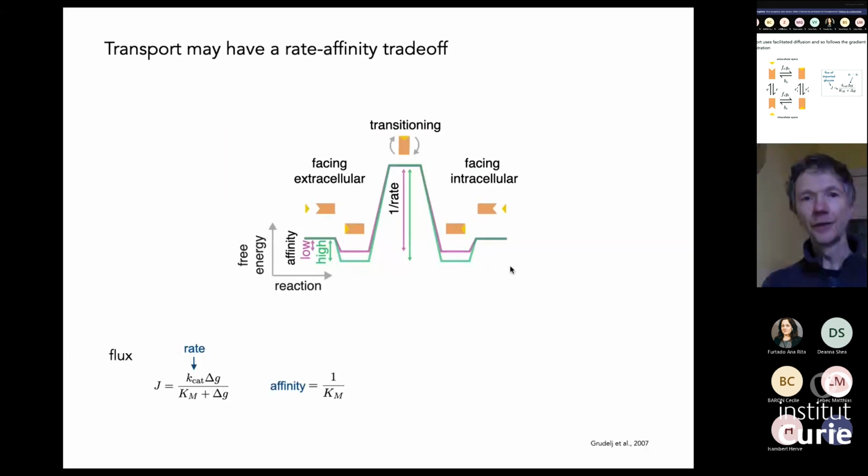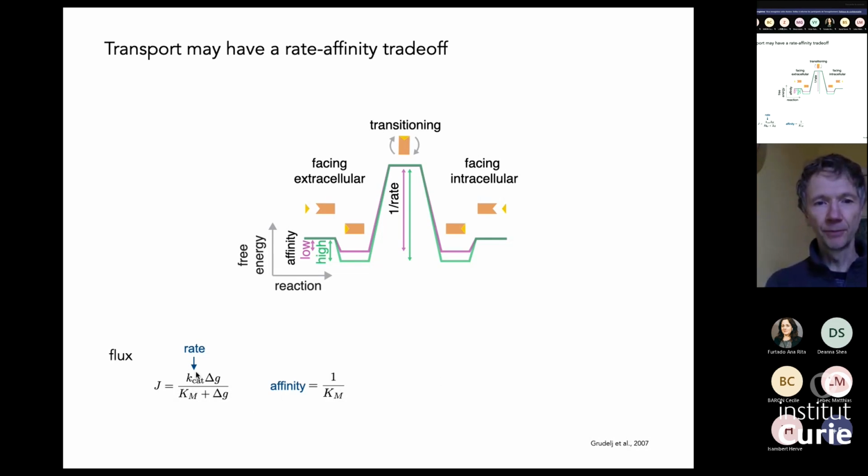Okay, and others have speculated that this kind of transport is potentially a rate-affinity trade-off. Particularly in this paper here, they first came up with this idea. And so what do we mean by that? So the rate is obviously this k-cat describing flux, and the affinity is given by 1 over the Km. So something with a high affinity has a low Km. So why might there be a trade-off?